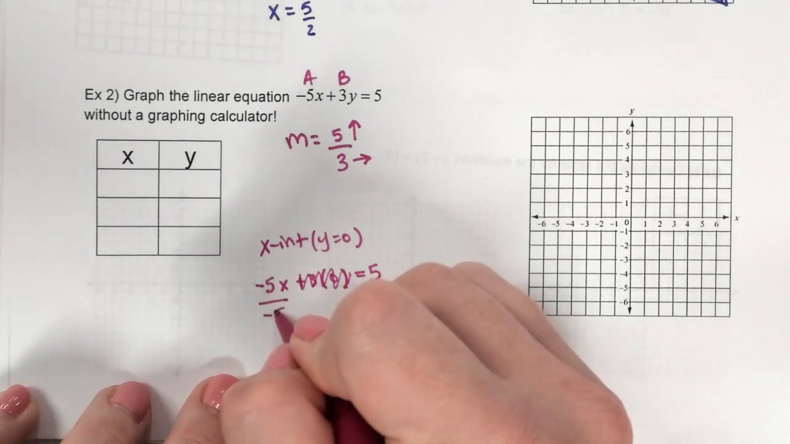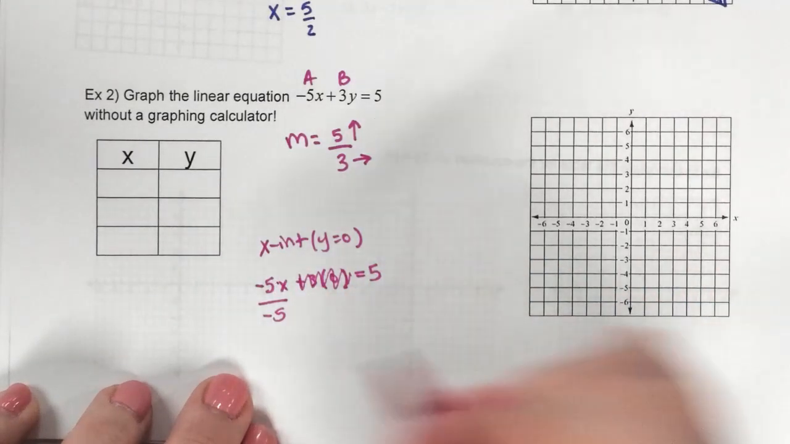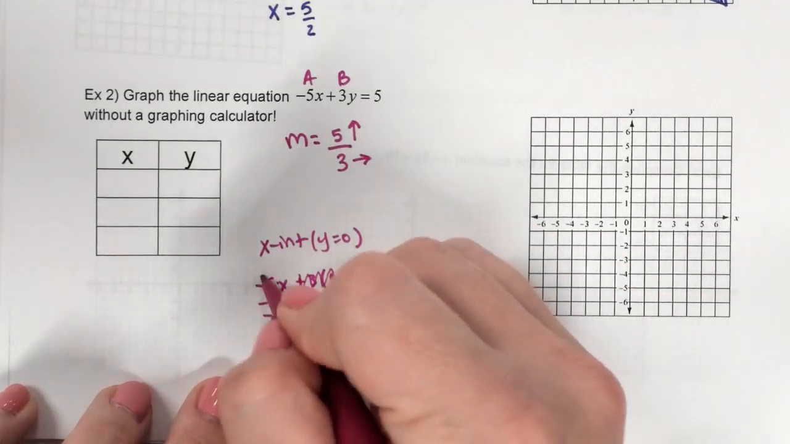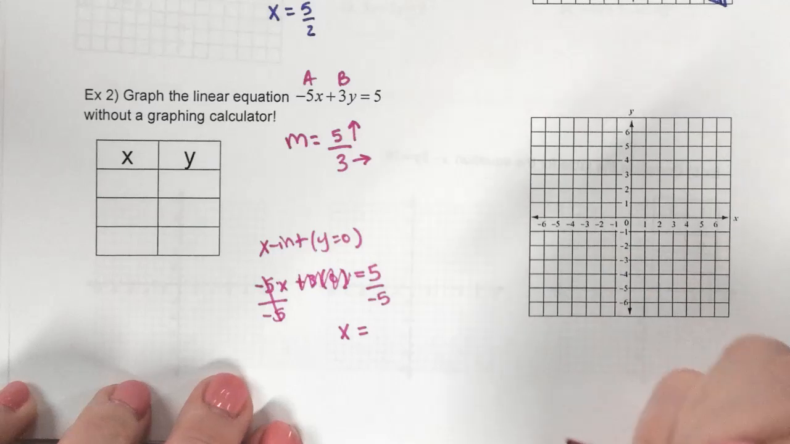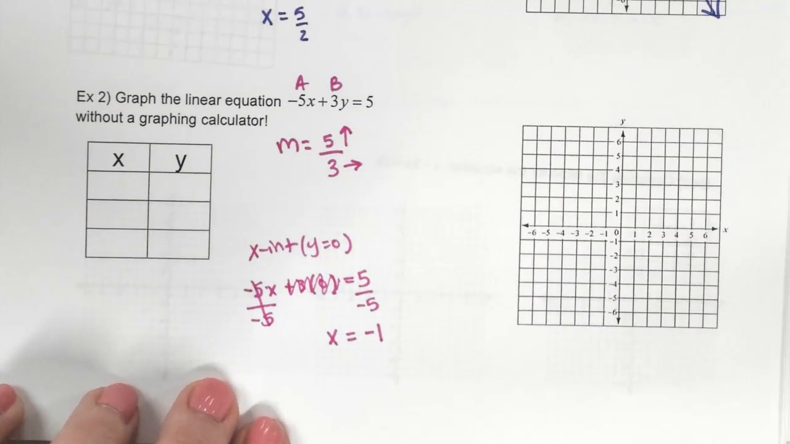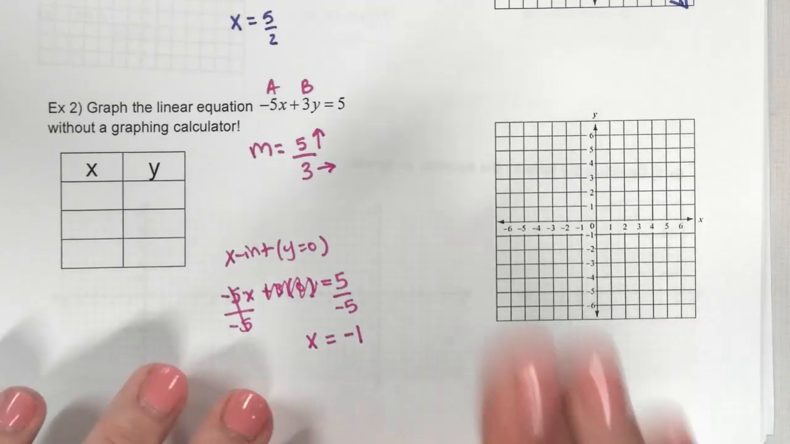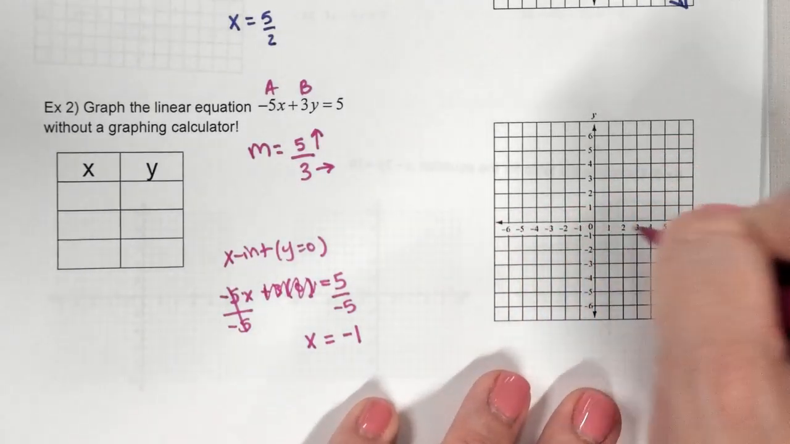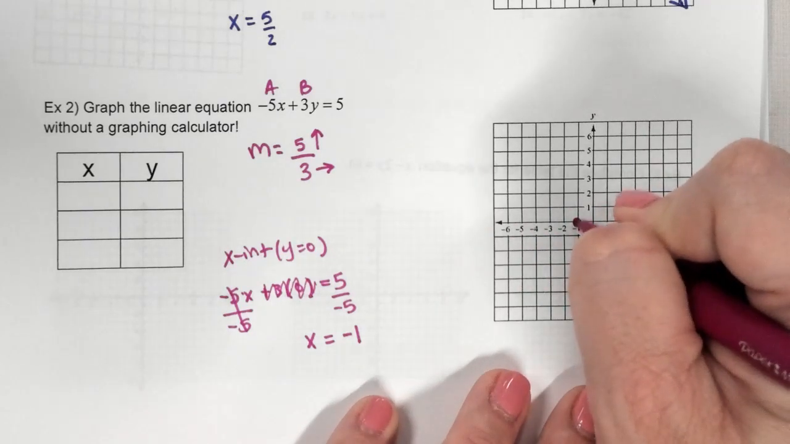Divide by negative 5. Because remember, this is multiplying when there's no symbol in the middle. Couldn't think of the word. Okay, this cancels, and I get x equals what? Negative 1. So now, last time I plotted a y-intercept, this time I'm plotting an x-intercept. So I'm going to look at my x-axis, and I'm going to put a point at negative 1.